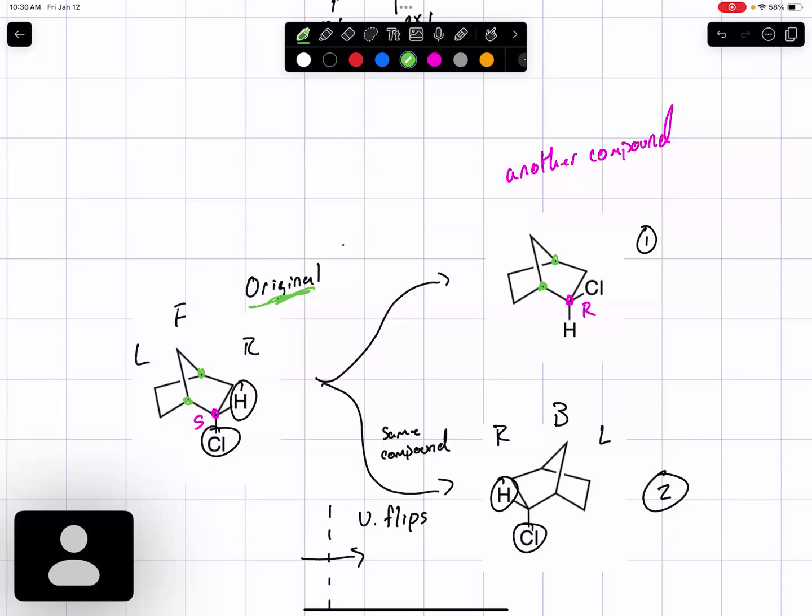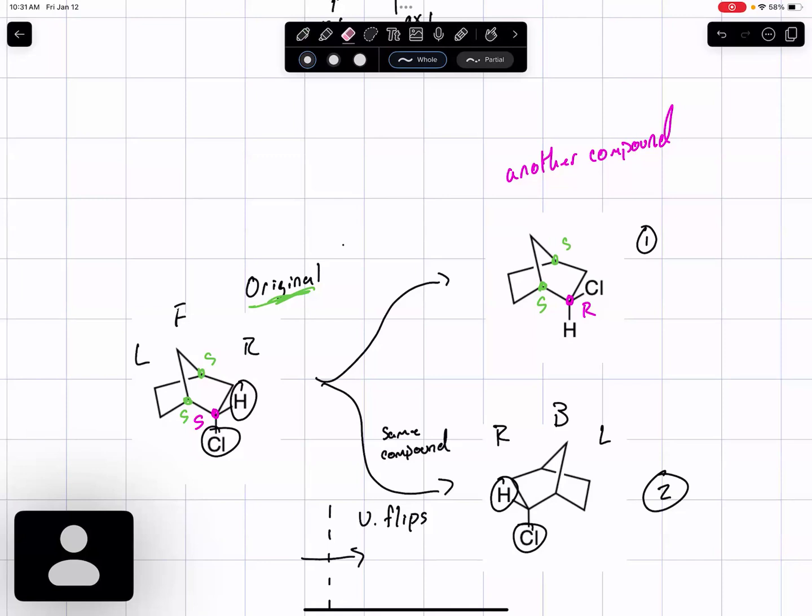It doesn't matter, but you would recognize that nothing's changed with these two chiral centers. These two chiral centers remain having the same configuration. I didn't flip the molecule. I haven't really changed any other substituents on this molecule. I only changed the chiral center in pink.